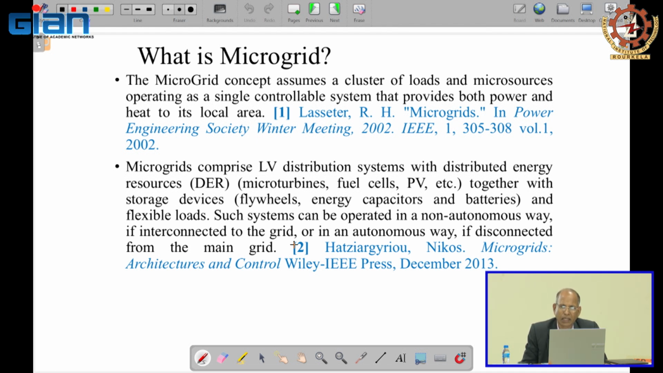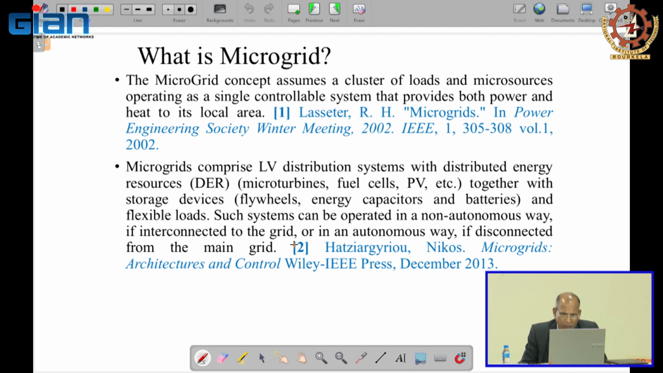And then, as you know, these renewables, wind, photovoltaic, are highly intermittent in nature. So to provide the kind of backup, we need to have some kind of storage devices, for example, batteries. And this microgrid can be operated in the grid connected mode or it can be isolated.